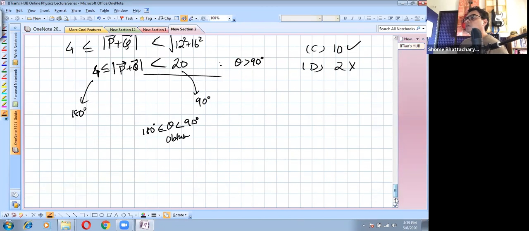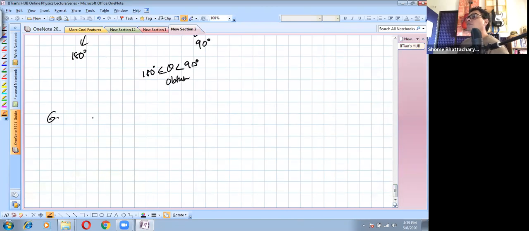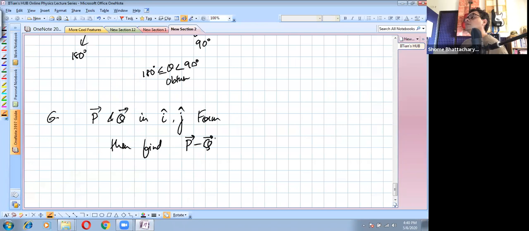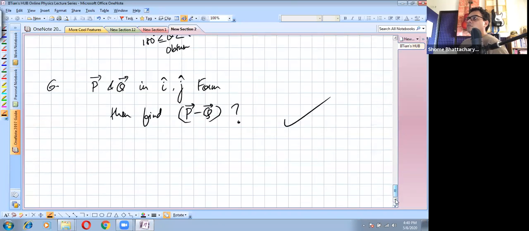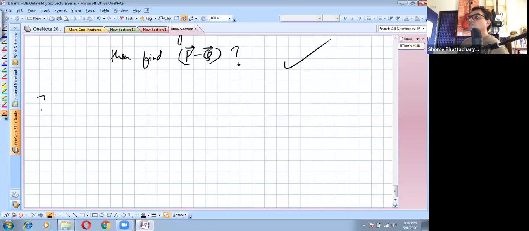So likewise, the sixth question, I'm not going to discuss it, but what we do is convert the vectors P and Q, write them in i cap j cap notation, and then find P minus Q as a vector just using components, and you get the answer. So that is how you should deal with the sixth question. Now coming to the seventh one.